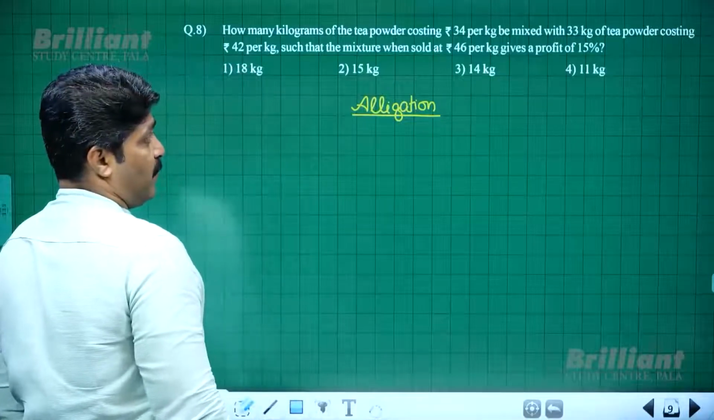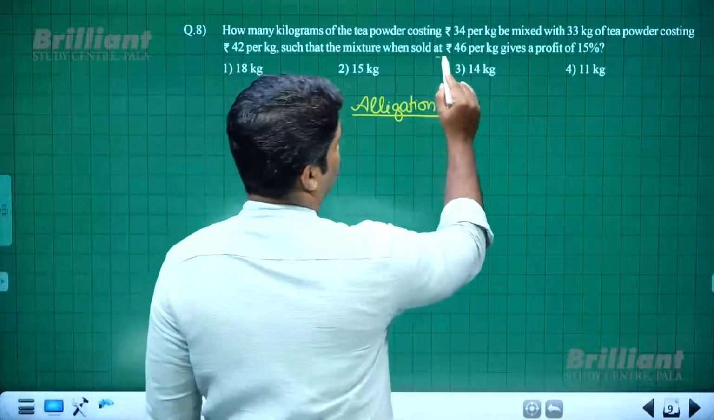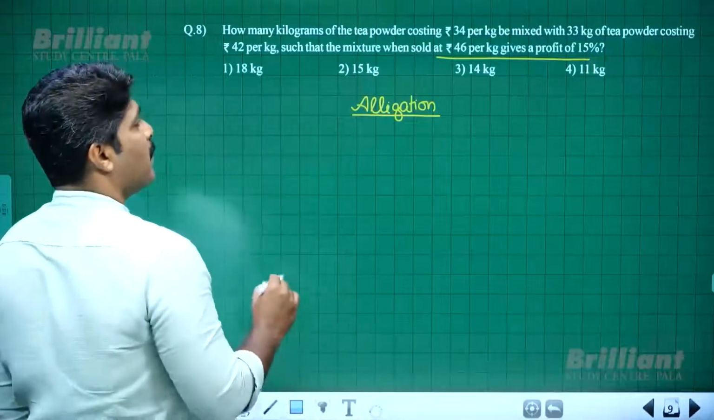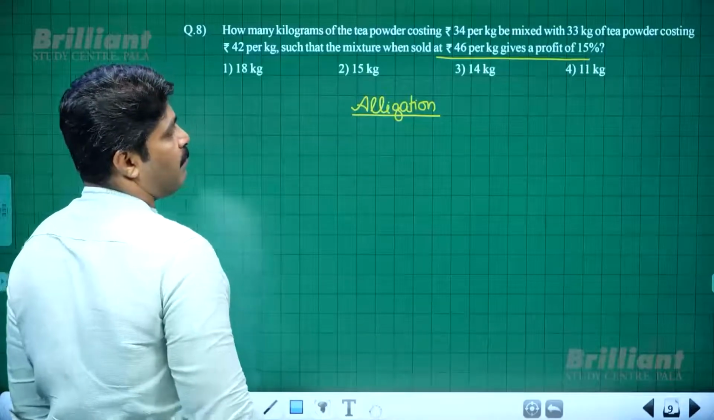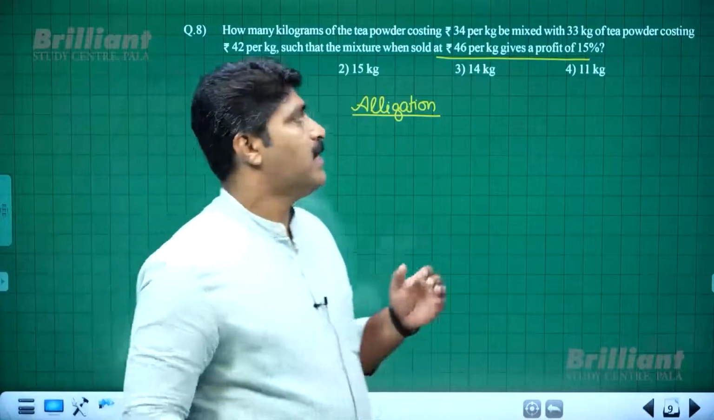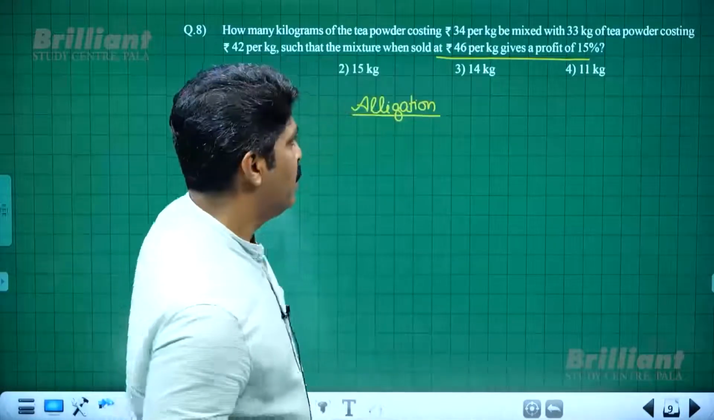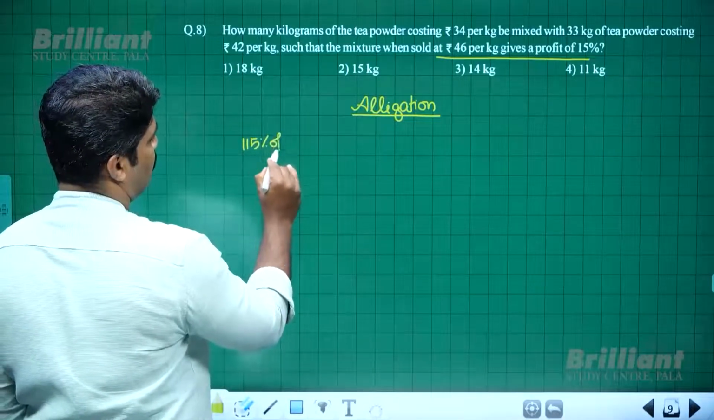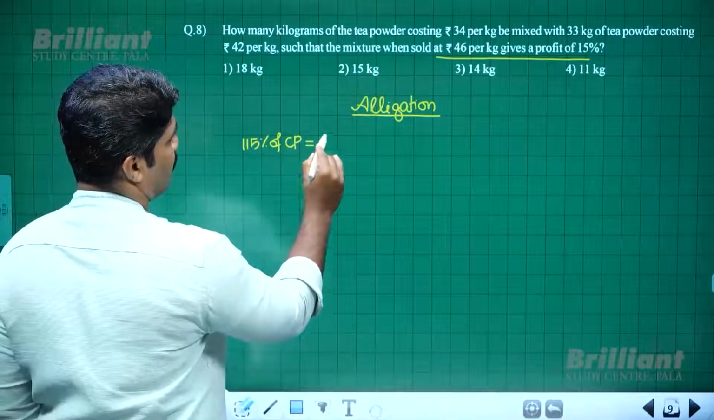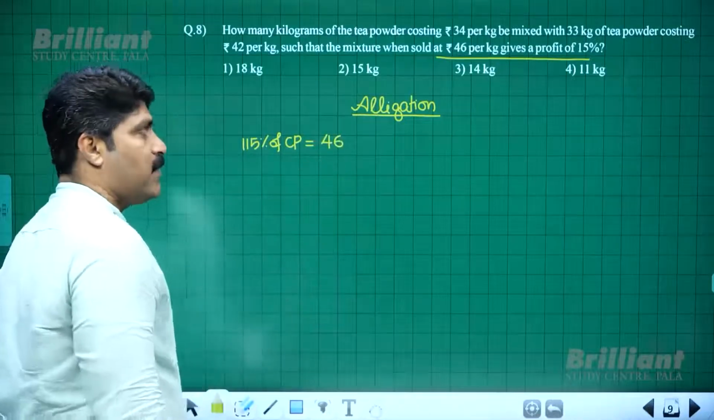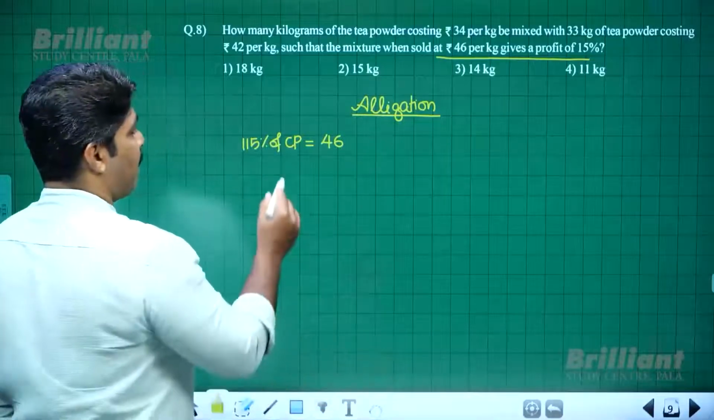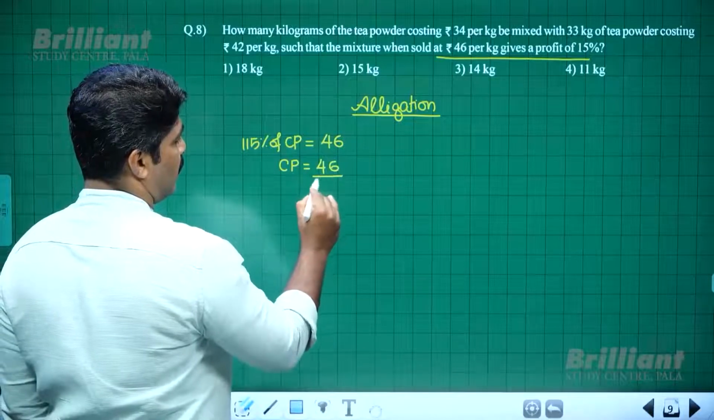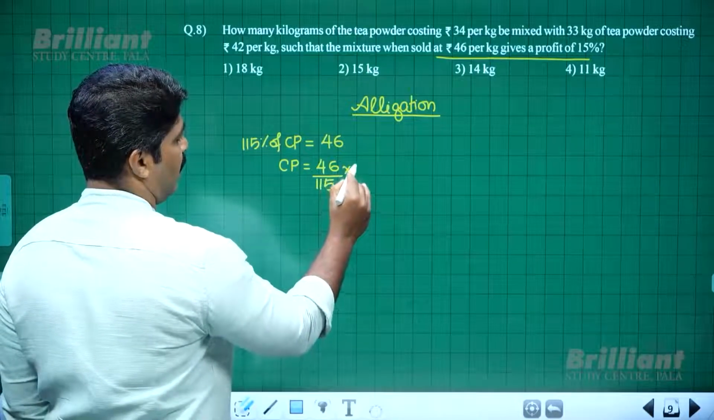In such a type of question, what you have to consider? First, think about what is the cost price of this mixture. It is given that 46 rupees per kilo gives a profit of 15%. So from there, we can consider 115% of the cost price is equal to 46, because there is a profit of 15%. Then we can find out the cost price. So that is 46 divided by 115 into 100.